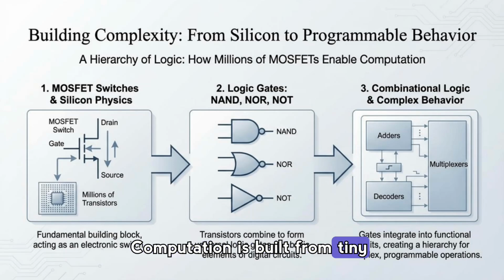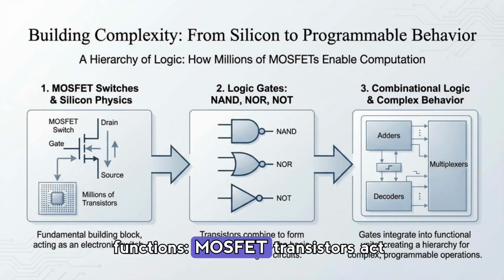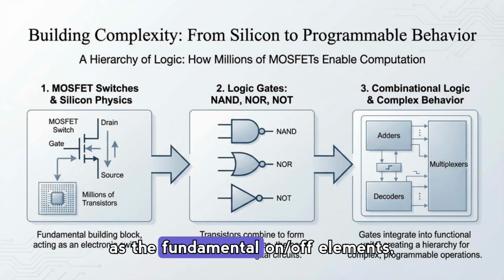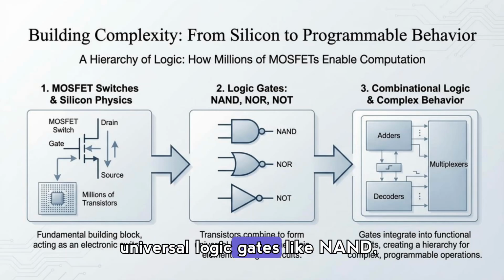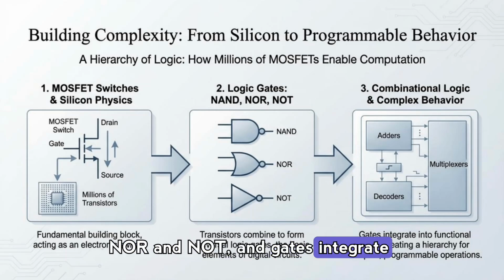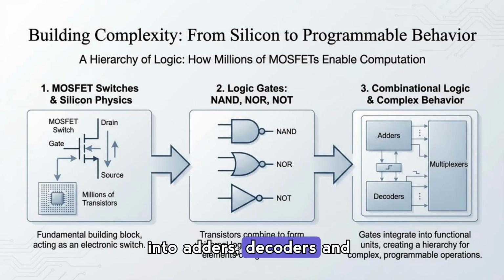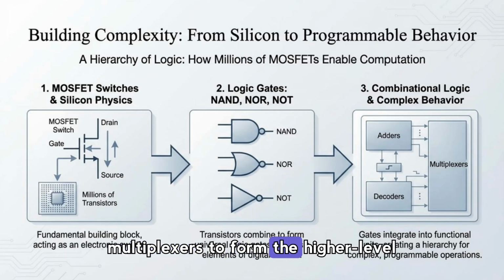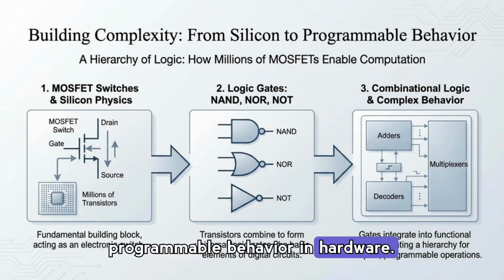Computation is built from tiny electronic switches up to complex functions. MOSFET transistors act as the fundamental on-off elements. Those transistors combine into universal logic gates like NAND, NOR, and NOT, and gates integrate into adders, decoders, and multiplexers to form the higher-level functional blocks that implement programmable behavior in hardware.